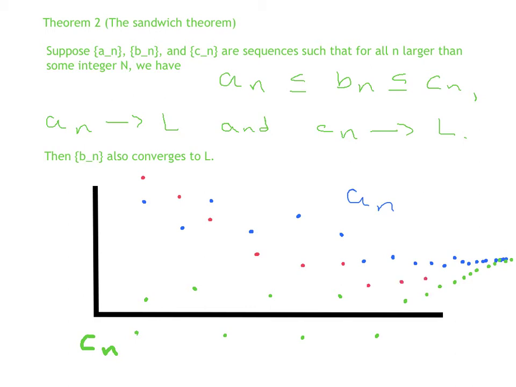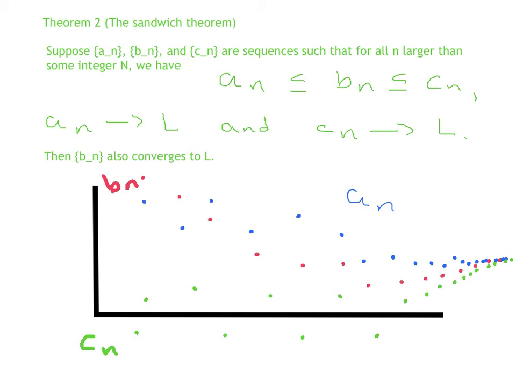Then bn, since it's sandwiched between the other two, basically has to have the same limit in the end. So that's the heuristic picture. And an important special case of this is when we consider one of these sequences to be the constant sequence just equal to 0.